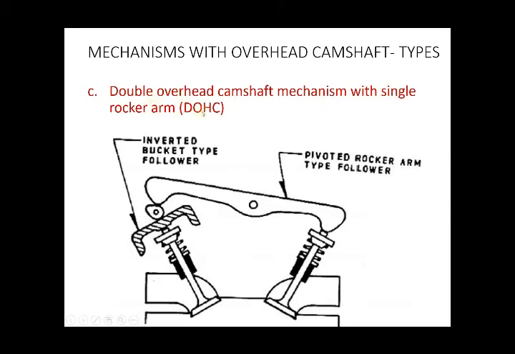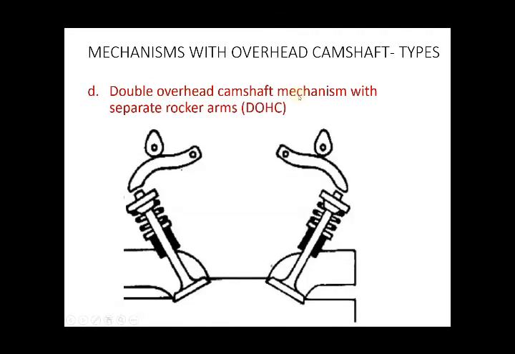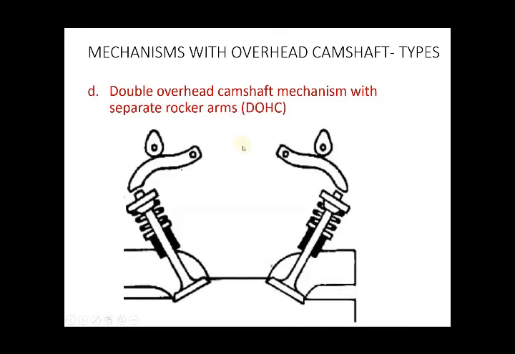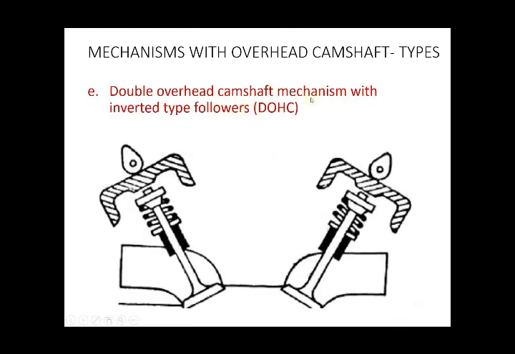It is known by the short form DOHC, that is, double overhead camshaft mechanism. And again this is commonly found in most of the engines. These two mechanisms are most commonly found, that is the double overhead camshaft mechanism with single rocker arm and the mechanism with inverted type followers.